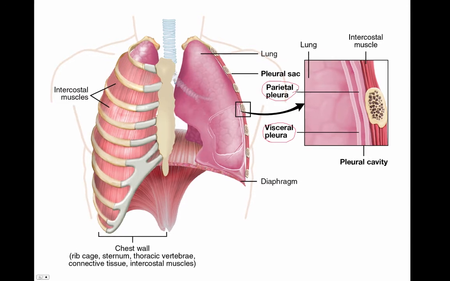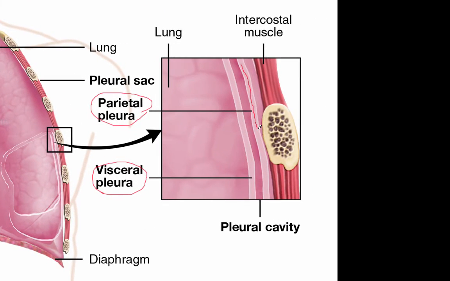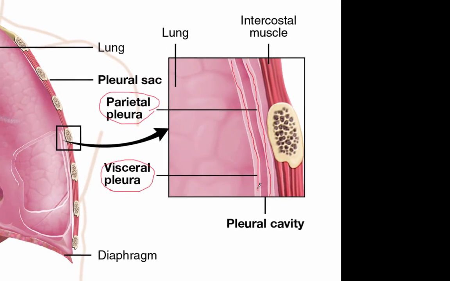The parietal pleura is a single layer of epithelial cells that lines the chest cavity itself. So it's like glued to the chest cavity. The visceral pleura is the simple layer of epithelial cells that lines the lung tissue itself. So it's like it has shrink wrapped your lung.